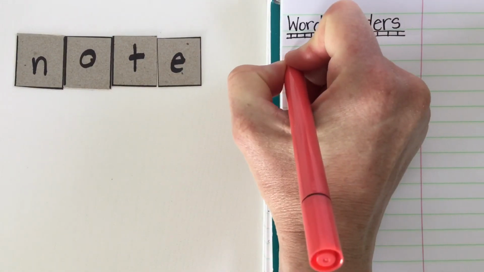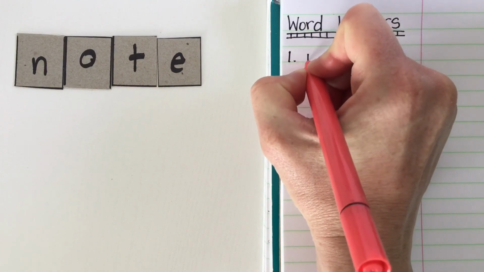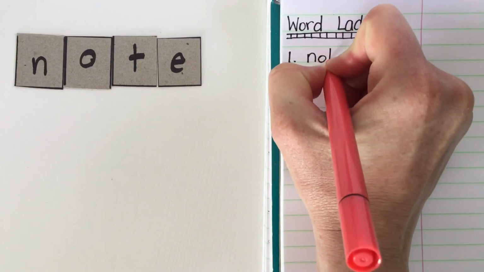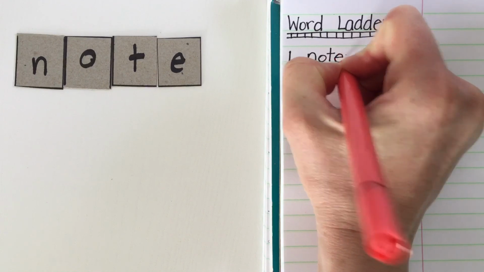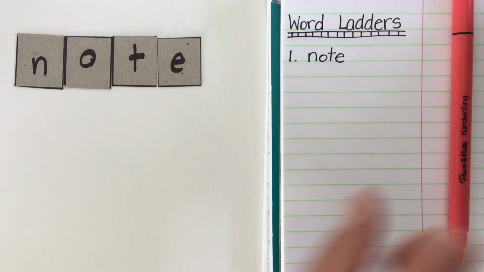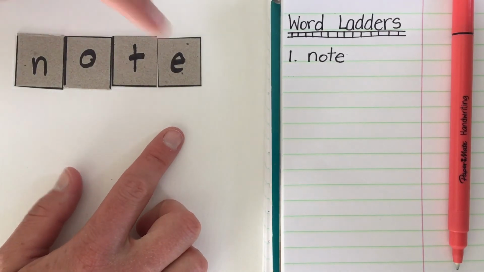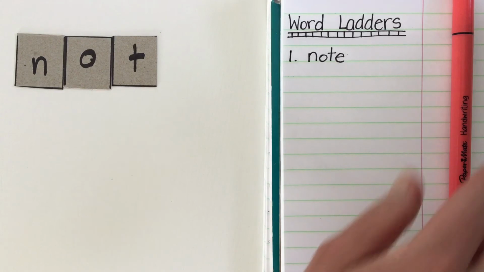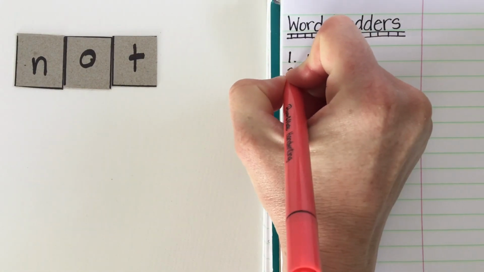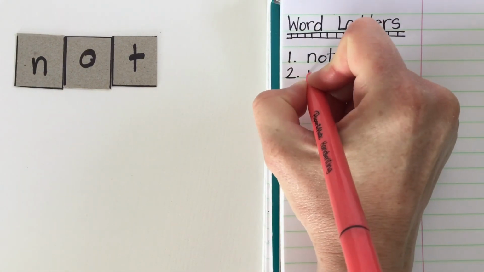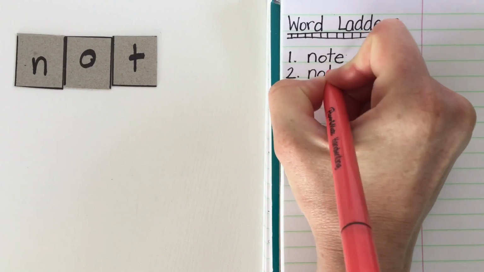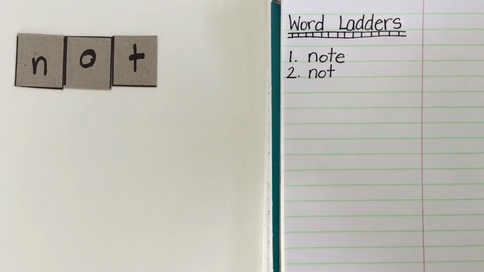I'm going to write down my first word in my notebook. Oh, my notebook. There's the word note as part of another word. Okay, so there's my first word. Now right away, I can see that if I take away that E, I have a totally different word. So I'm going to write my next word down. N-O-T, not. So I can see how those words are very similar. They both have N-O-T, but one word has an E at the end and the other one does not.